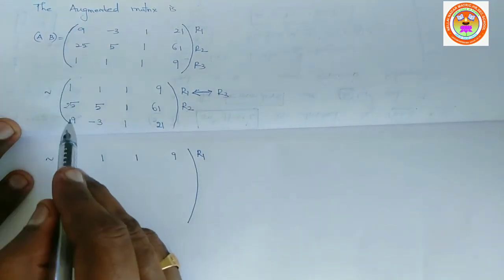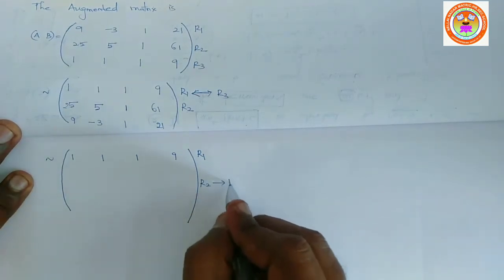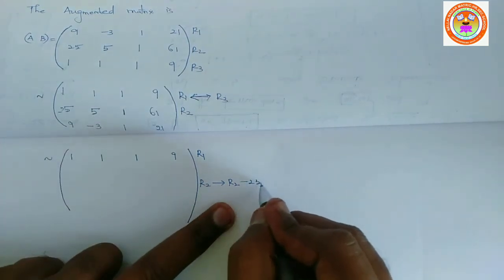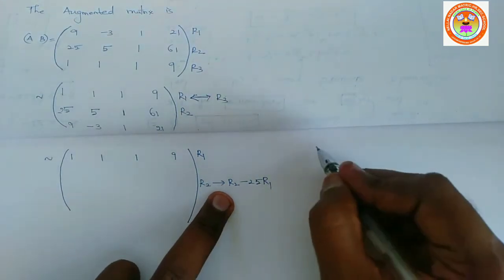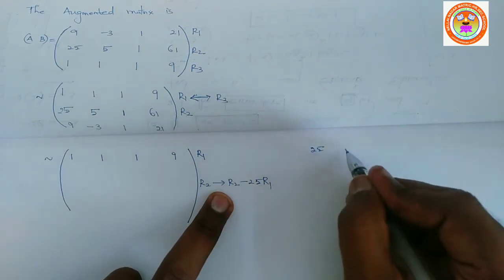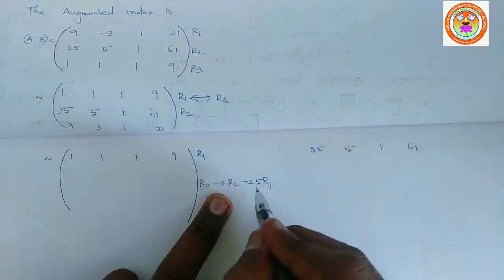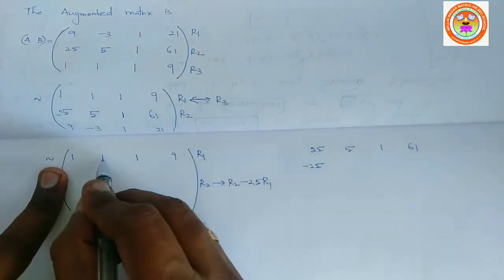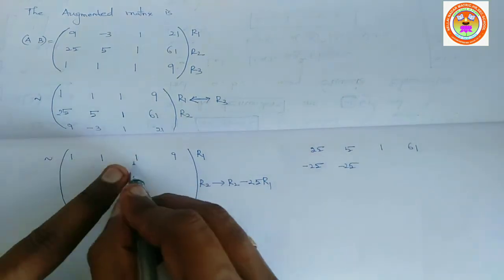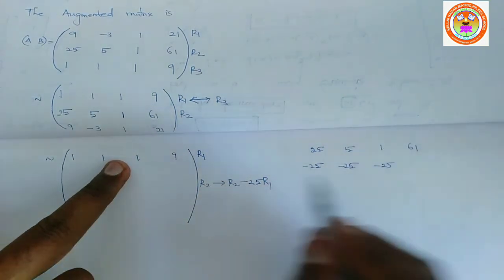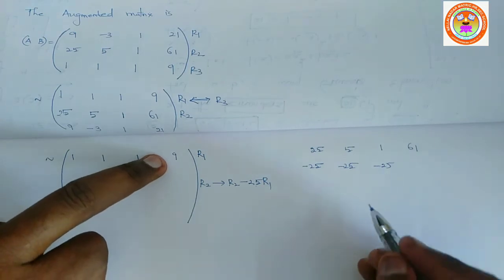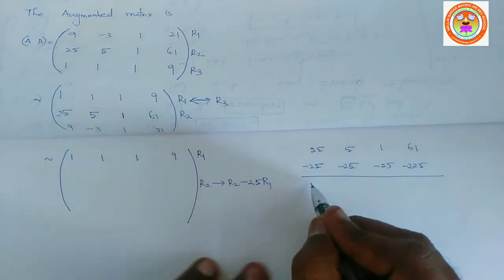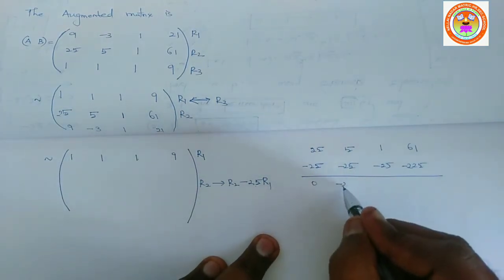There is a change in R2 and in R3. R2 becomes R2 minus 25 R1, so R1 should be multiplied by minus 25. Write R2 first: 25, 5, 1, 61. R1 multiplied by minus 25: 1 into minus 25 is minus 25, three times, and 9 into minus 25 is minus 225. So 25 minus 25 is 0, and 5 minus 25 is minus 20.